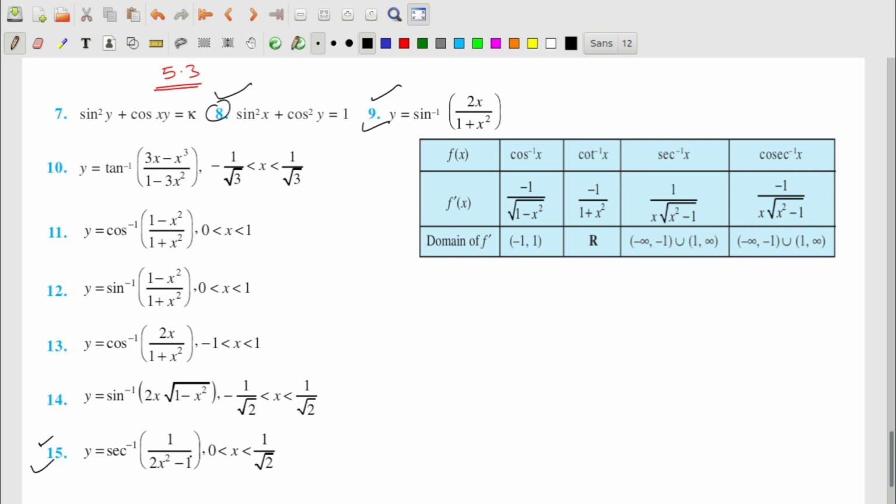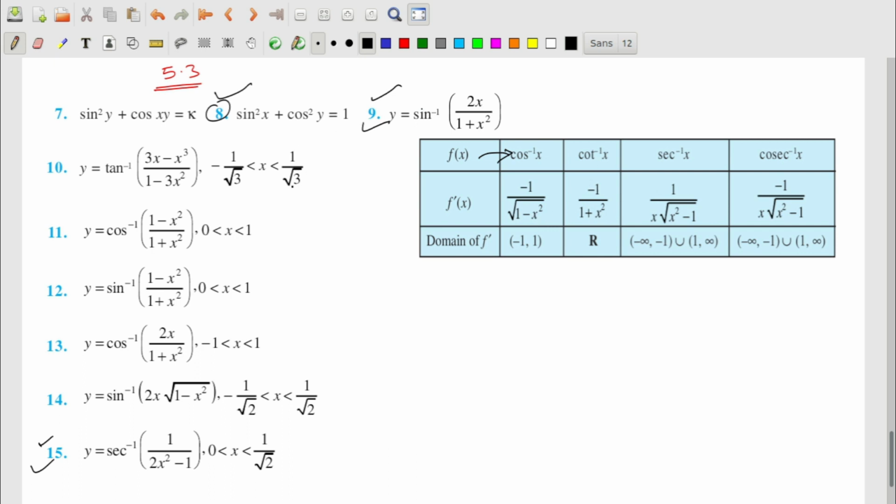These questions are similar. In all these questions, we have inverse trigonometric functions, and we know the derivative of inverse trigonometric functions. If I take f of x is equal to cos inverse of x, then the derivative is minus 1 divided by root of 1 minus x square.